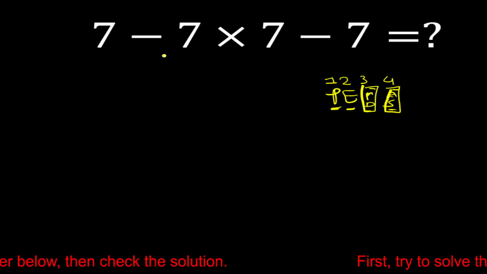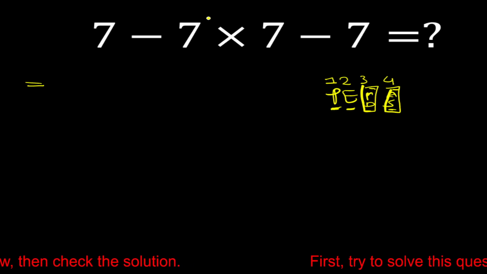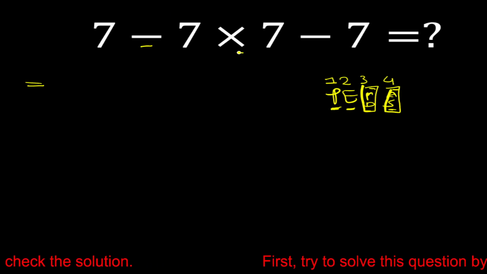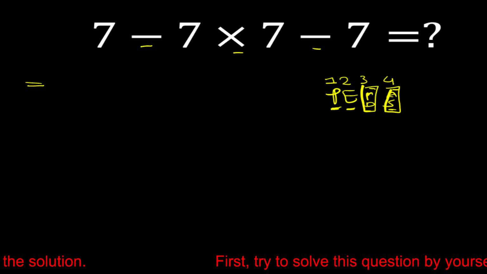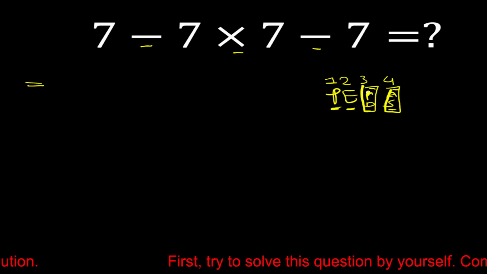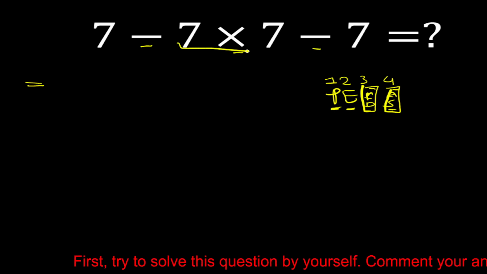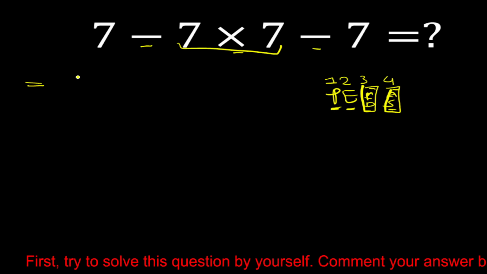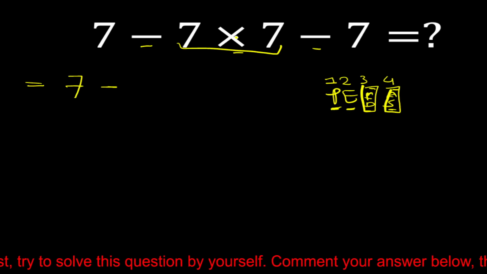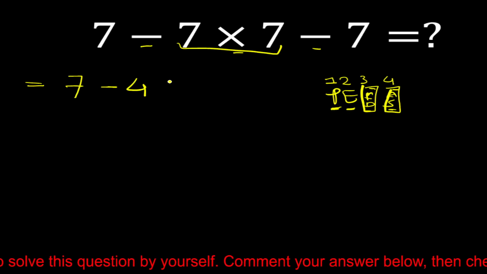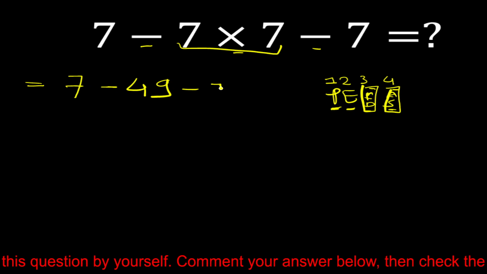Okay. So in this equation, here is a subtraction, here is multiplication, and here is also subtraction. So in this question, first priority is multiplication. So first we have to solve this 7 multiplies 7. So 7 minus 7 multiplies 7 is equal to 7 minus 49.